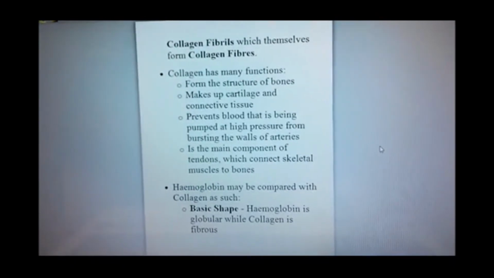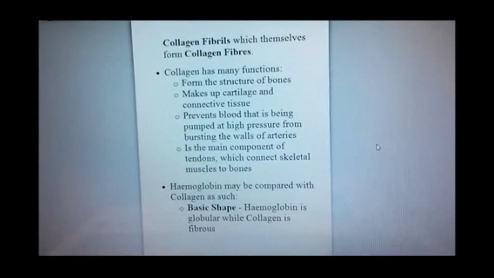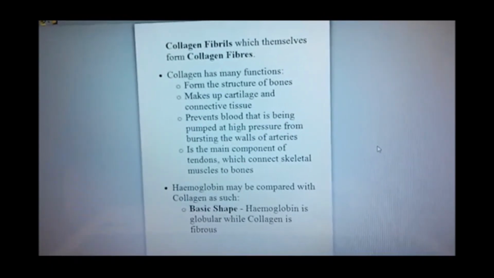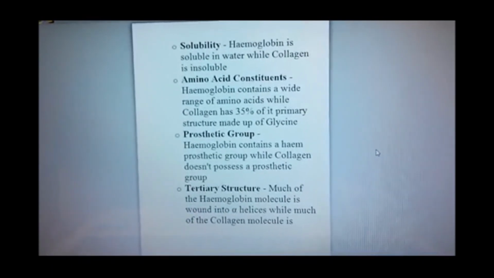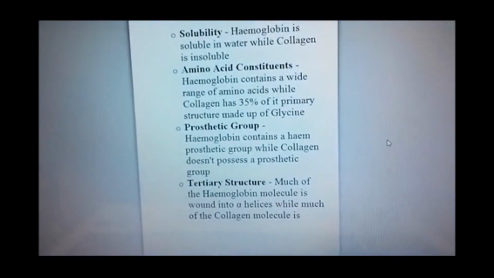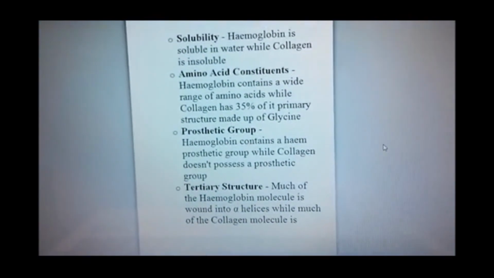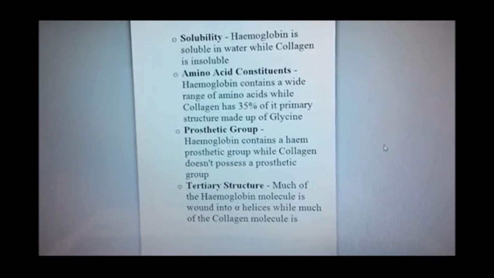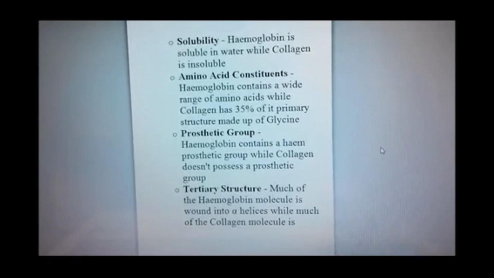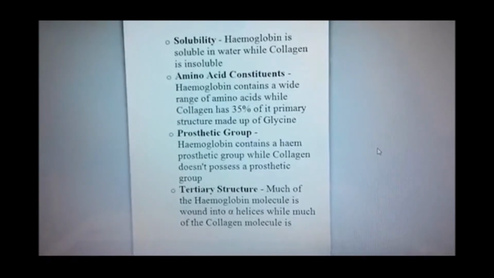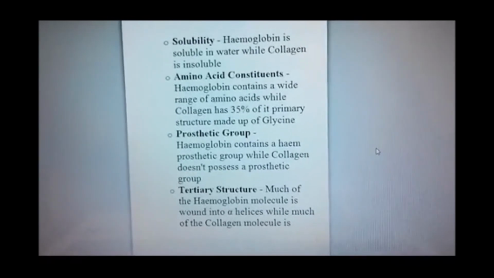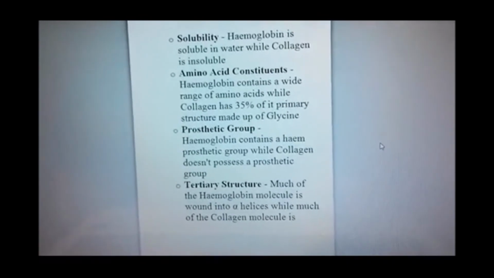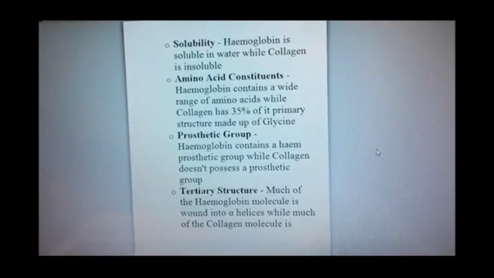Then hemoglobin may be compared with collagen as such. As we said, hemoglobin is globular while collagen is fibrous. Solubility. Hemoglobin is soluble in water while collagen is insoluble. Amino acid constituents. Hemoglobin contains a wide range of amino acids, while collagen has 35% of its primary structure made out of glycine. Prosthetic group. Hemoglobin contains a heme prosthetic group, while collagen doesn't possess a prosthetic group.